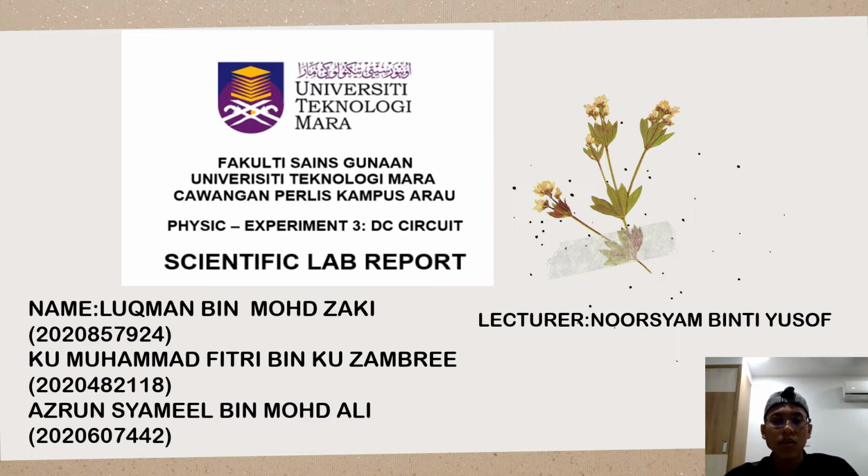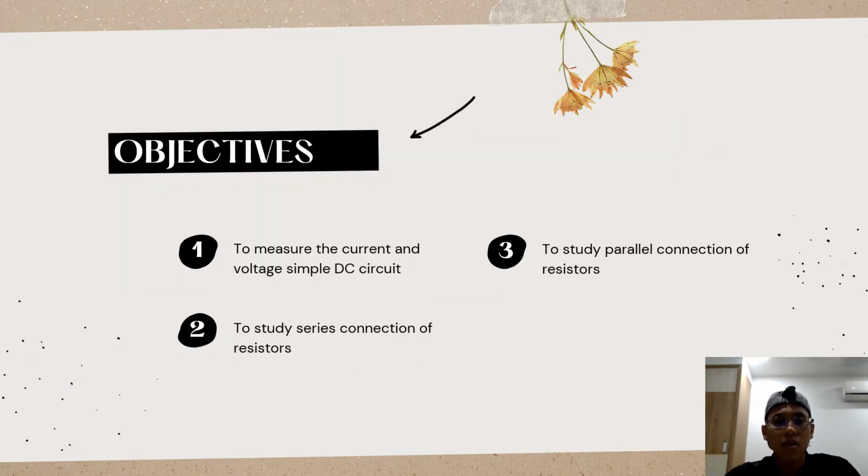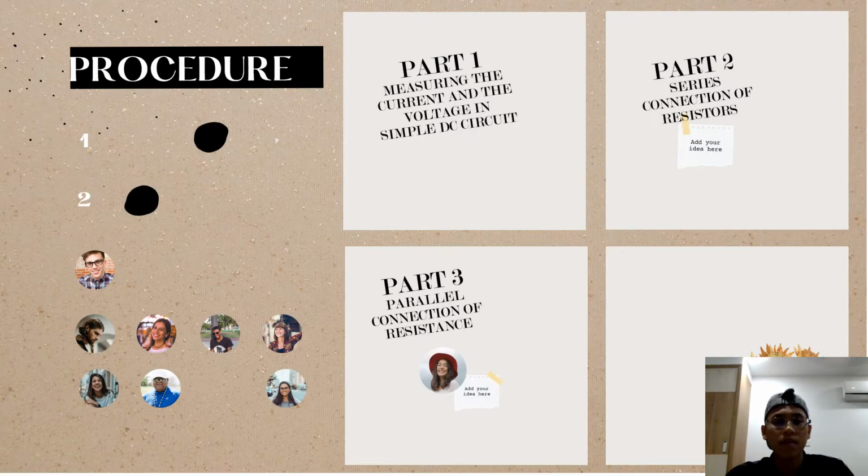So today I will conduct an experiment 3 video presentation for DC circuit. For objective, first is to measure the current and voltage in a simple DC circuit. Second is to study series connection of resistors. And lastly, to study parallel connection of resistors.